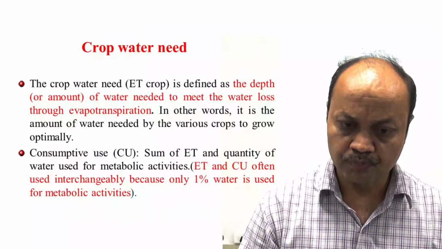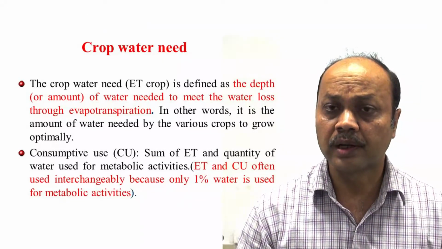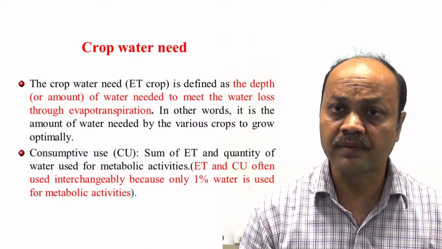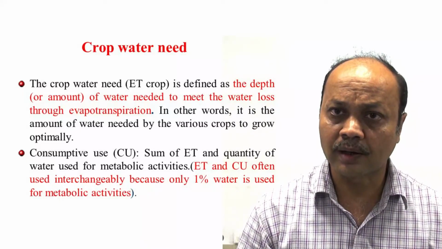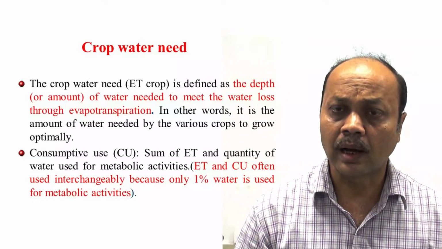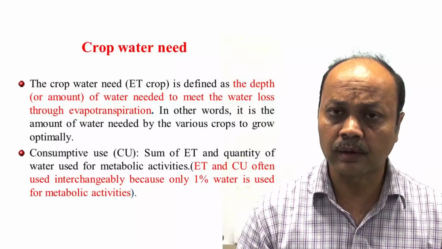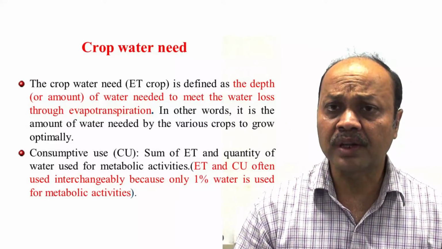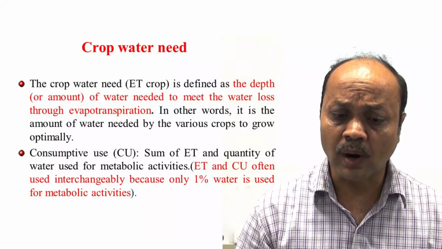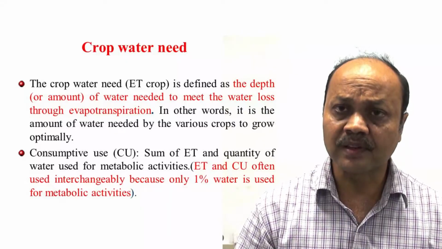So before going to the different types of irrigation systems used in protected cultivation, or you can say the greenhouse, first we should know what the crop water need is. You know very well, I think in your agriculture courses you have read about evapotranspiration. So basically you can say that the crop water need is the depth of water needed to meet the water loss through evapotranspiration.